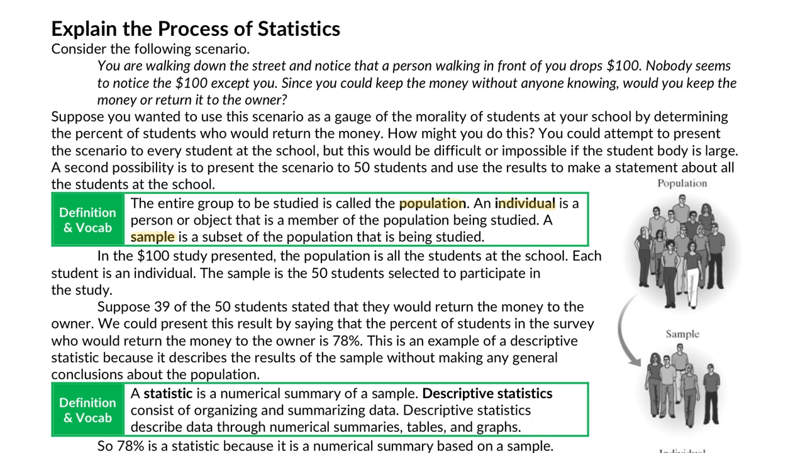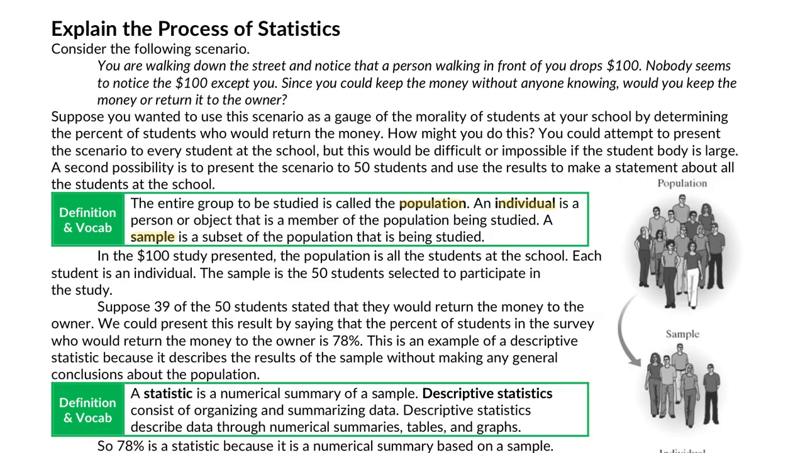A sample is something smaller, like a small subset of the population, and an individual is an individual within that sample in the population. So in this $100 study, like I said, the population is all students, each student is an individual, and the sample is the 50 students selected to participate in the study. Let's suppose that when we asked these 50 kids if they would return the money, 39 of the 50 said that they would return the money.